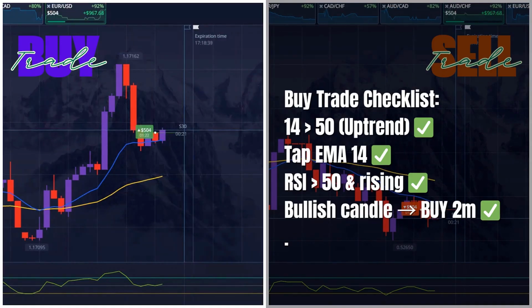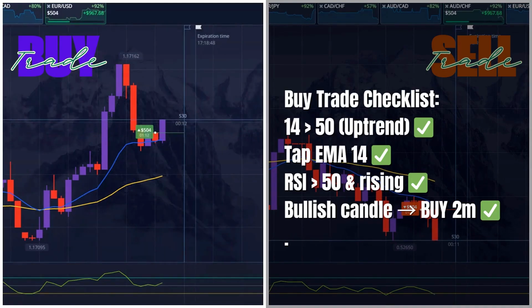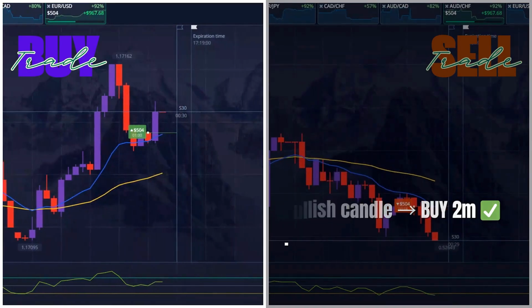RSI should be above 50 and ideally moving upwards from the mid-zone. After the pullback, wait for the next candle to be bullish. This candle should ideally close above EMA-14, showing buyers stepping in. Enter a buy trade right at the open of the next candle.